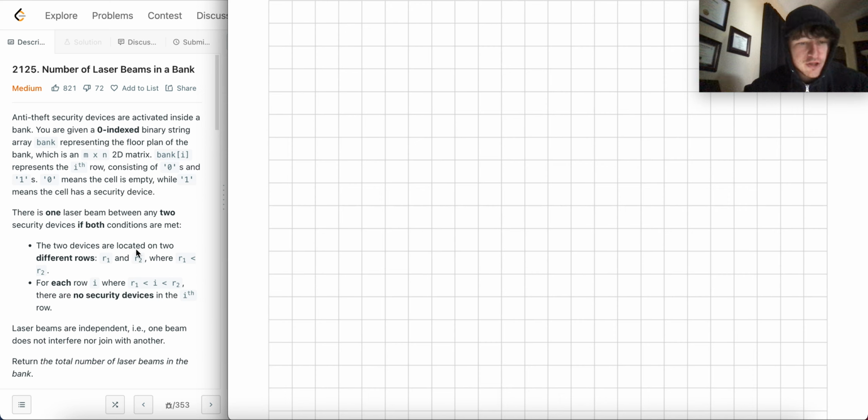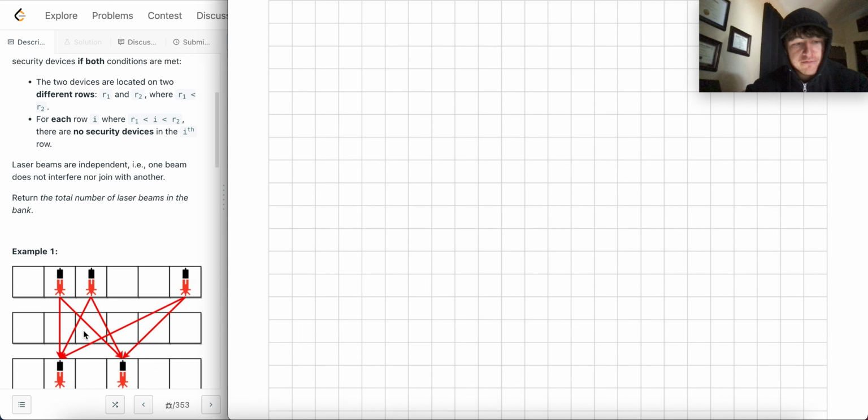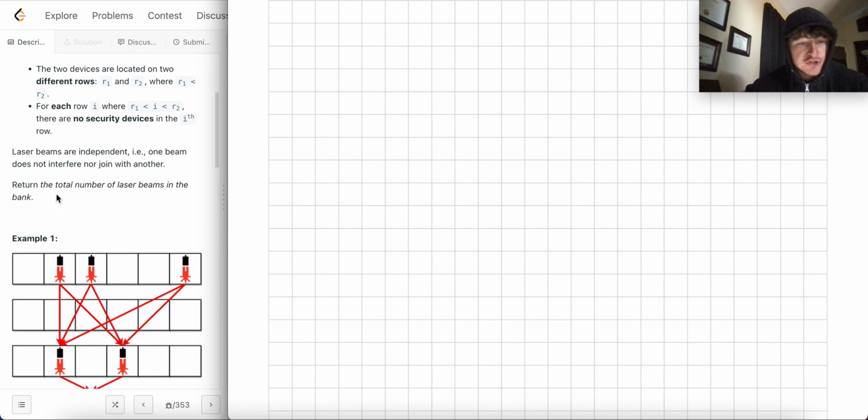There is one laser beam between any two security devices if both conditions are met. The two devices are located on two different rows, R1 and R2. And for each row i where R1 is less than i less than R2, there are no security devices on the ith row. Laser beams are independent. One beam does not interfere nor join with another. Return the total number of laser beams.